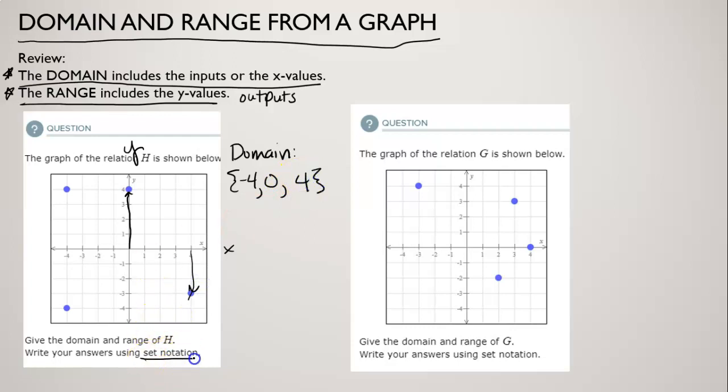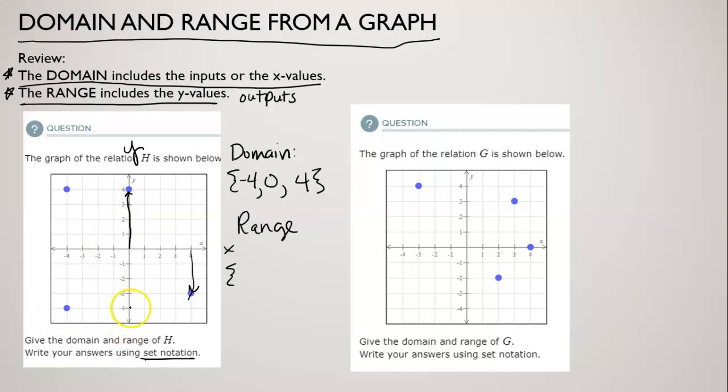When it says use set notation, it's talking about using these squiggly brackets, which you'll be able to click on in ALEKS when you do the practice or when you do your quiz. For the range, again, we're using set notation. Now we're going to be looking at our y values. I like to start from the bottom.